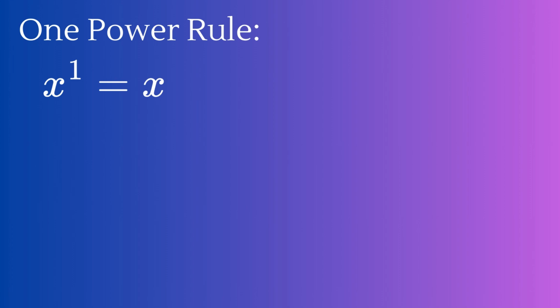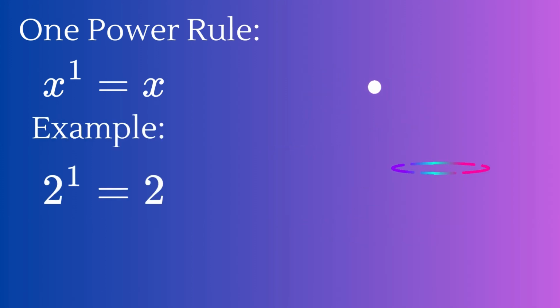Second rule is one power rule. According to this rule, whenever the power of any term becomes 1, the value of that term will bounce back to itself. For example, 2 raised to the power 1 is equal to 2. So whenever there is no power written on any variable or any number, then it means the power is 1 there.